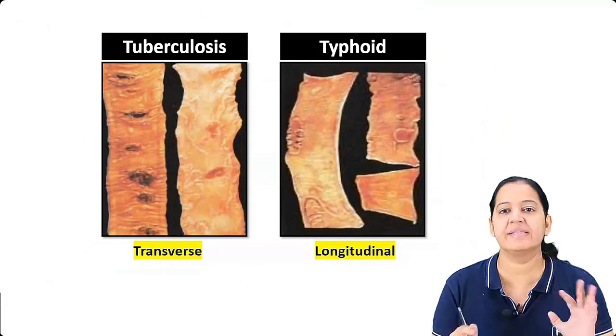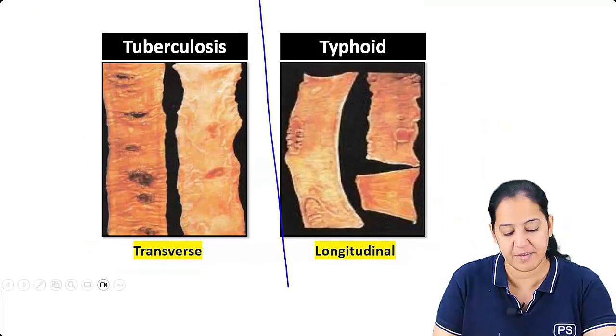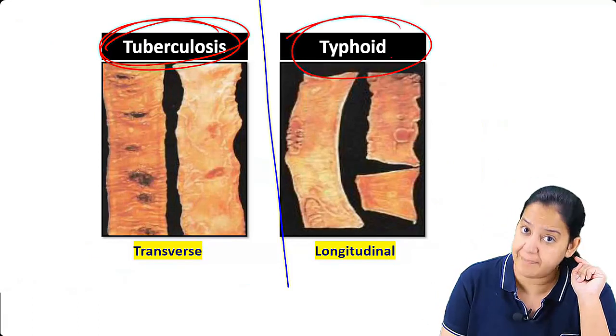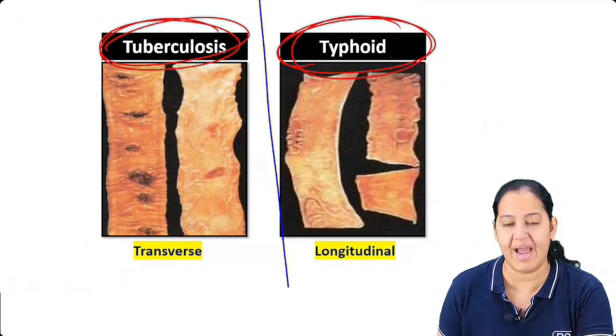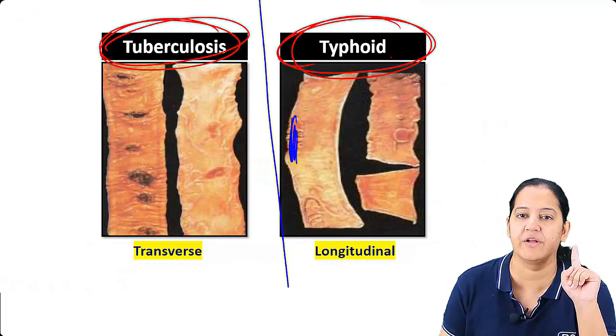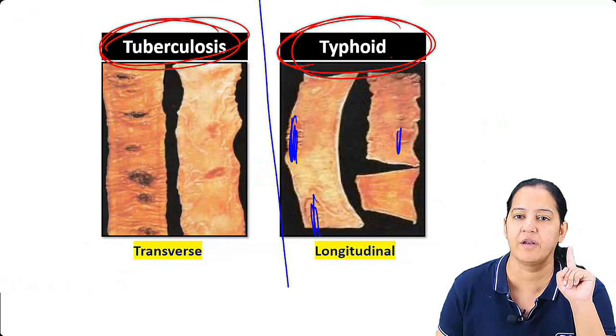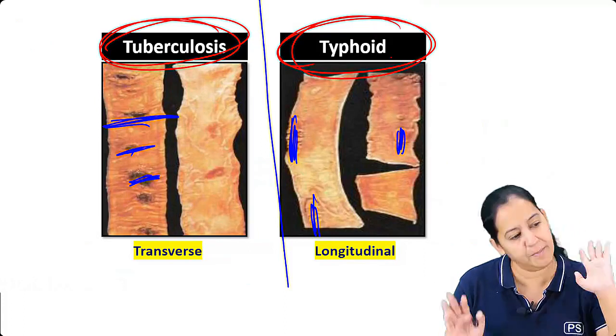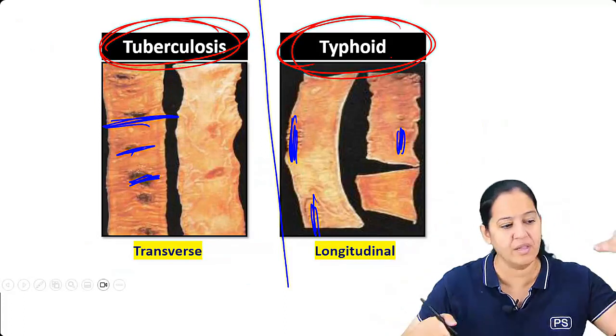Wait. You can see the ulcers. Ulcers occurs in TB also. TB also, intestinal ulcers are common. Currently, I am teaching you typhoid. But the point is that in typhoid, the ulcers are longitudinal. See, what do you mean by longitudinal? And in TB, the ulcers are transverse. See, what do you mean by transverse? See, both are ulcers, but these are longitudinal, these are transverse.